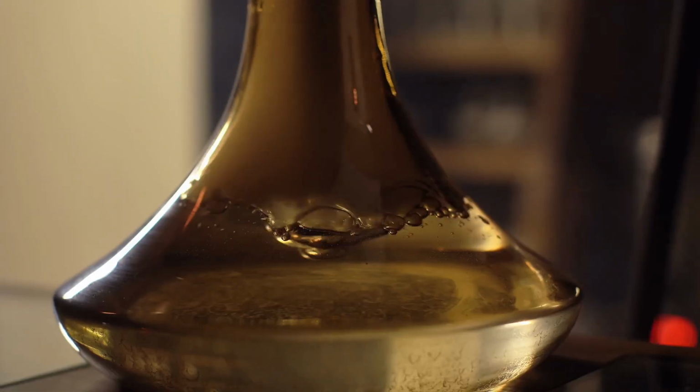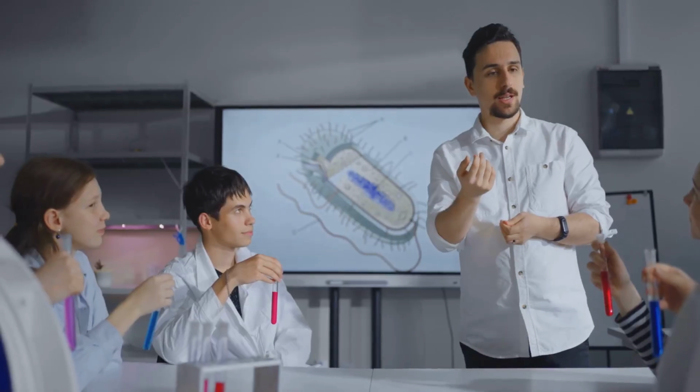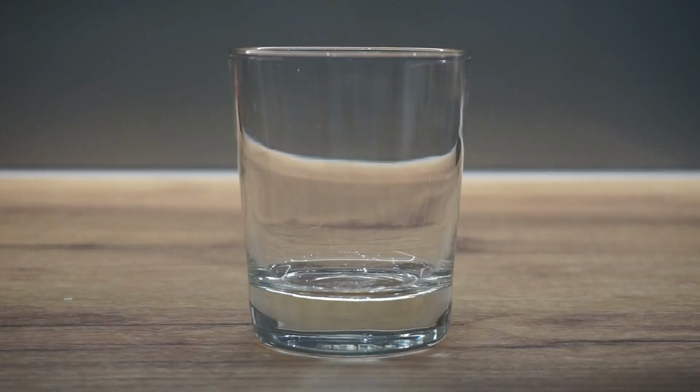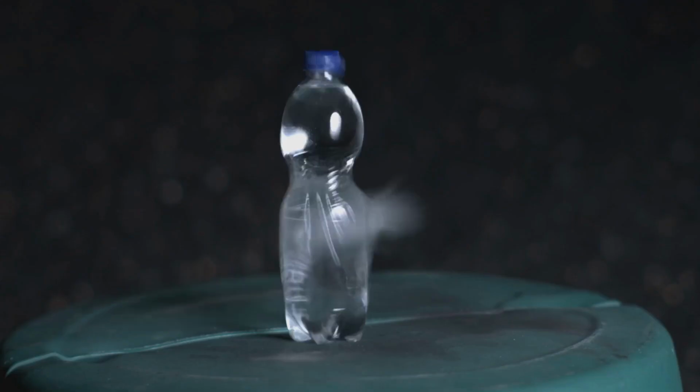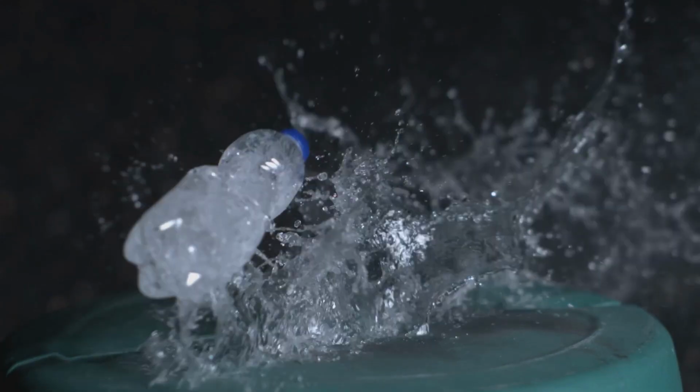Why? Because the bottom hole is at the greatest depth. Greater depth means greater liquid pressure. The middle hole has medium pressure, so the water travels a shorter distance. The top hole has the least pressure, so the water travels the shortest distance.